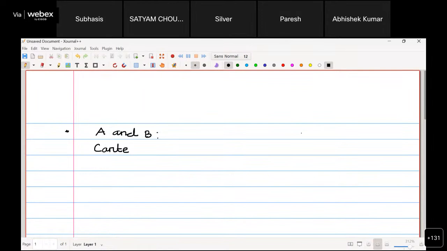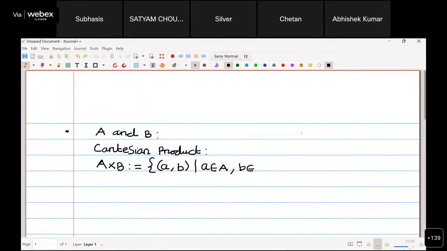No, that is incorrect. All the possible pairs of elements of A and elements of B. Again, not all the possible pairs, because the first component of that pair should be a member of set A, and the second one should come from set B. So the Cartesian product is all the possible pairs (a, b) such that the first component comes from A and the second component comes from B.